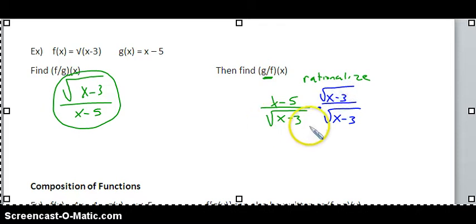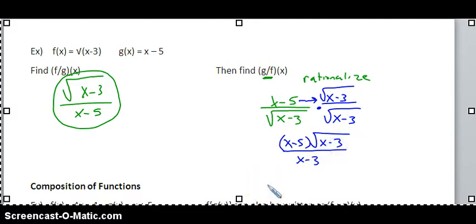So I'll do the denominator first because that's the easiest. When you multiply a square root by itself, it just becomes what was underneath the radical. So square root of x minus 3 times the square root of x minus 3 is just x minus 3. In the numerator, when you have something that is not underneath the radical times a radical, you just smush them together: you put this x minus 5 outside of the radical, and then you write your radical next to it.